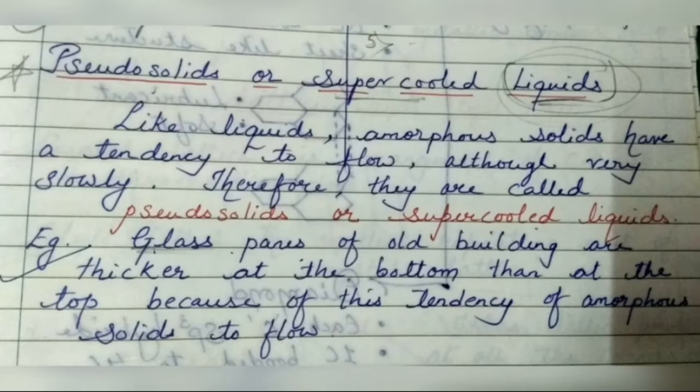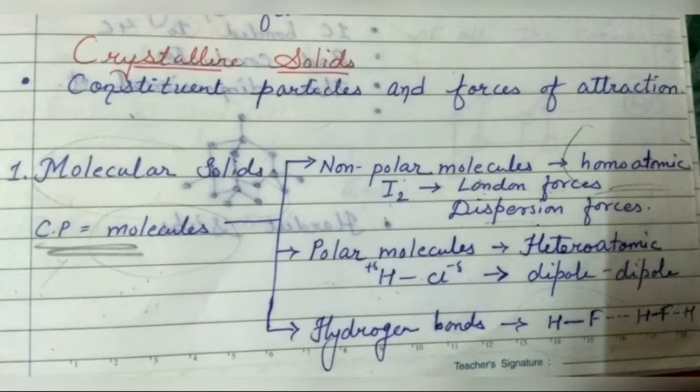Very important, pseudo solids, which are also called supercool liquids. Like a liquid, they have a tendency to flow, not very rapidly but very slowly. So they are called pseudo solids, or supercool liquids. I told you, if an example is asked, you can write that the glass panes of old buildings are thicker at the end. So that is an example.